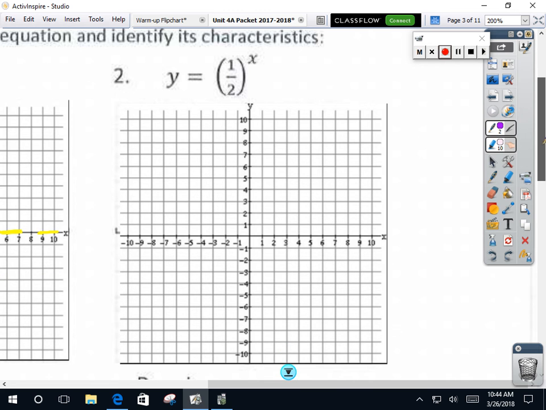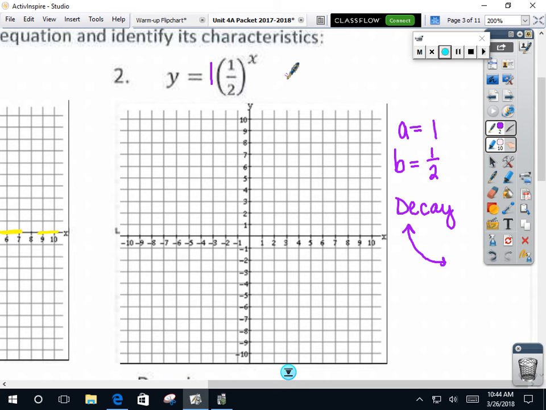All right, number 2, this time, what is the a value? 1 again. There's an understood 1 in the a place. What is the b value? 1/2, which makes this a decay. So the graph is going to be going down from left to right. It'll look like this.